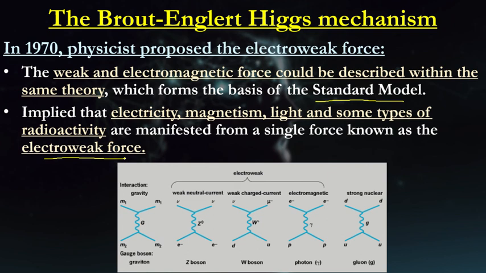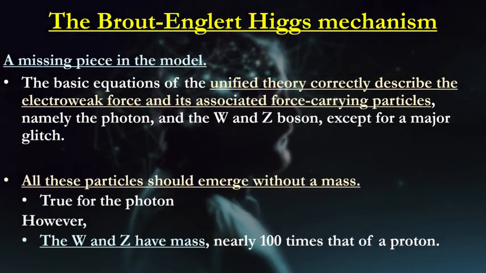Now, this makes sense with what we talked about at the start of the Big Bang cycle. If you recall, the electroweak force was the second force that branched out just after the Big Bang event occurred. There are some complications with their idea. The reason being that this model would predict all particles should emerge without any mass. Now, the only particle that does that is the photon, but the W and Z bosons do have mass, and also quite heavy at that, 100 times that of a proton.